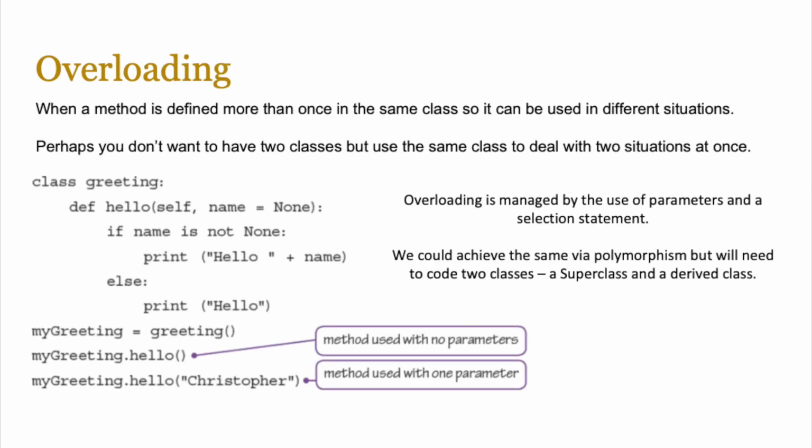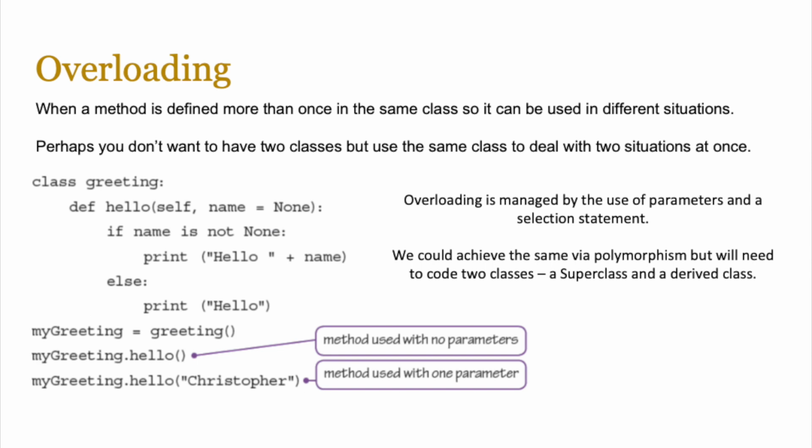Now sometimes you might not want to use multiple classes to do the same thing, because imagine you have a shape class, then a rectangle class, then a circle class, then a square class. You have too many classes. So in that particular case, we can use a concept called overloading. And this is when a method is defined more than once in the same class, so it can be used in different situations.